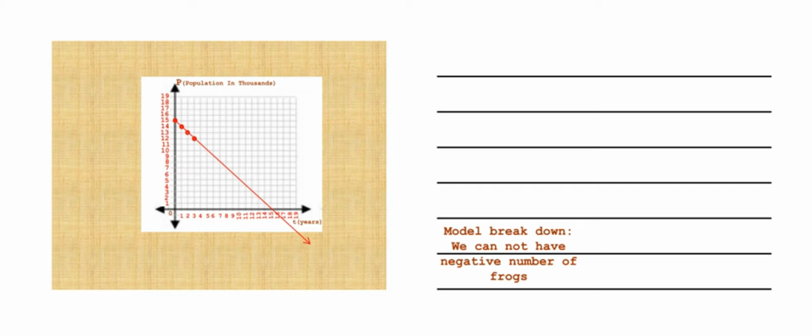Okay, so in this case, do notice the fact that we have an arrow going past our t-axis, or x-axis. In this case that means we have negative frogs. This is where model breakdown occurs for us. We can't have negative frogs. Be on the lookout for these types of model breakdowns on your graphs.